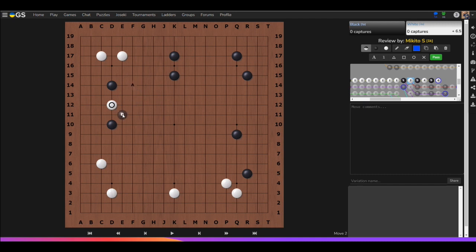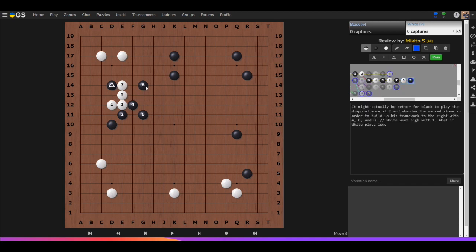Just before we go into looking at why this is worse, let's see B here. If Black tried to use the diagonal, which we saw in the example, we use this for attacking. Black could then attack in front and fix its cutting point, and White takes the stone cleanly, and then Black gets to play 8. It might actually be better for Black to play the diagonal move at 2 and abandon the marked stone in order to build up his framework to the right with 4, 6, and 8.